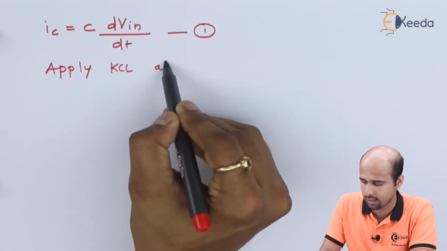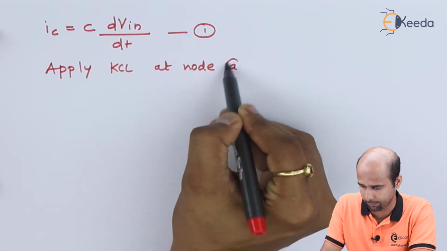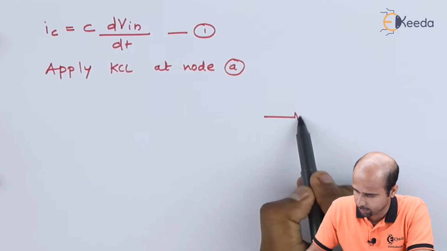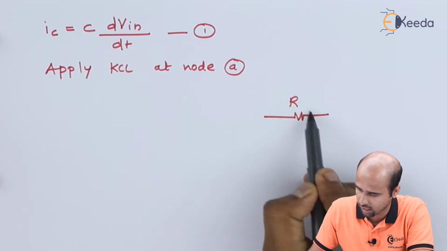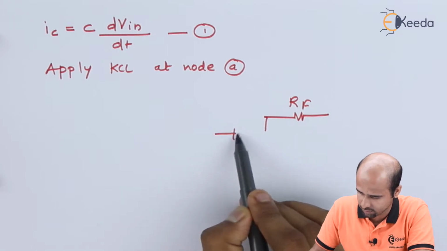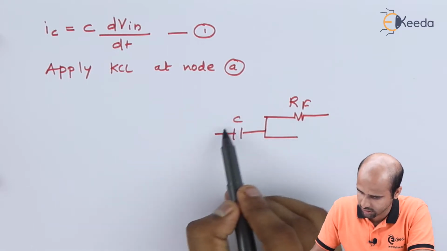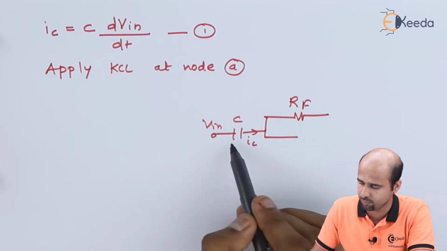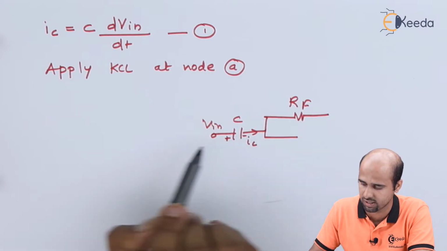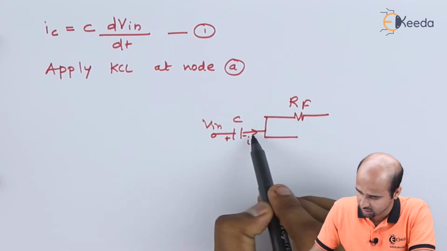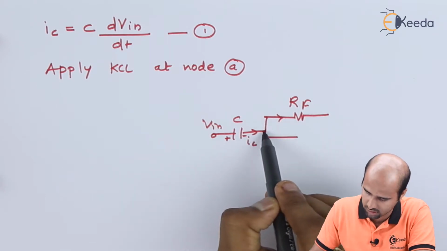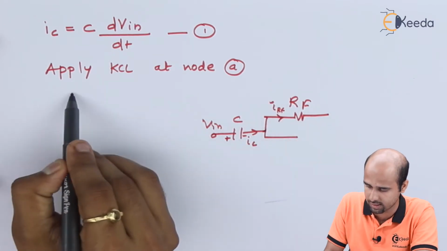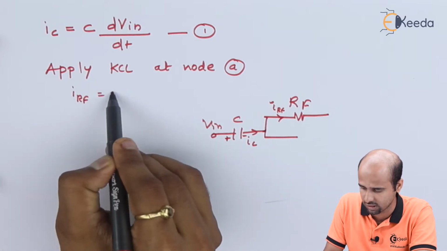Apply KCL at node number A. Applying KCL at node number A, here I'll again represent this. This is nothing but resistance RF, and this is a capacitor. Here it is again an open circuit. Vin. Current flowing through the capacitor, let's say IC, because the representation of VC is like this, plus and minus, so the direction has to be from positive to negative. Incoming to the node is this current IC, and outgoing away from the node is current IRF. We can say that IRF is equal to IC.